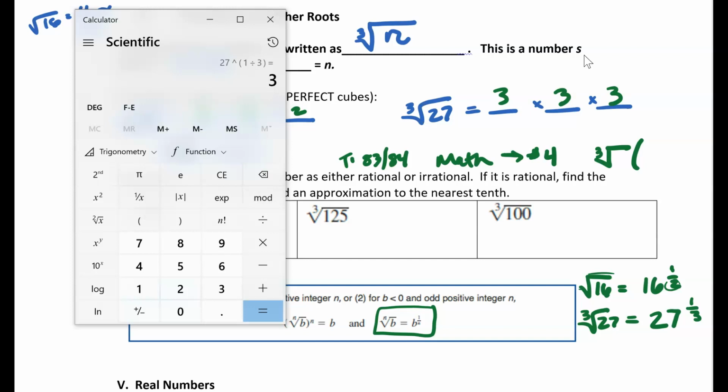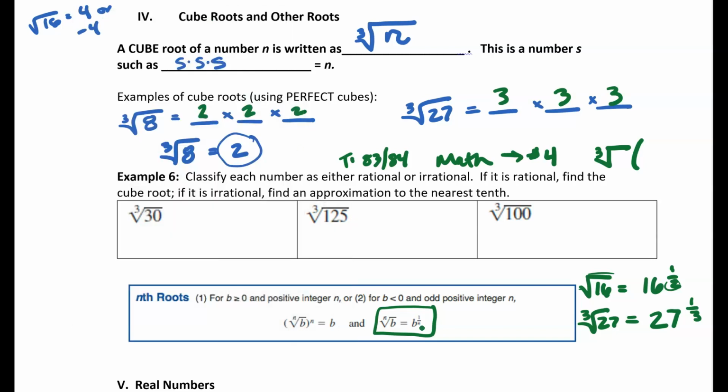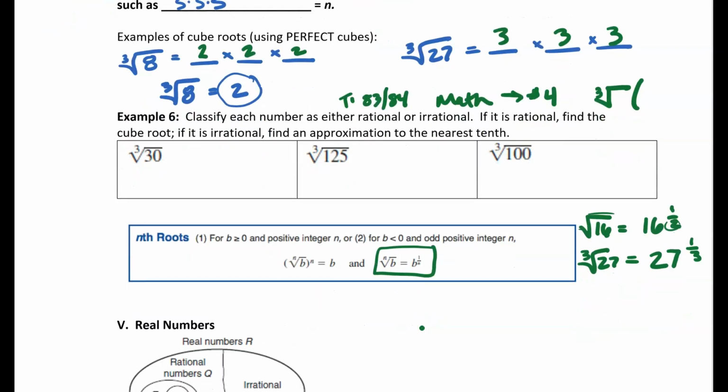You can just do that by hand, but I just wanted to show you how to do that with the calculator. It's easier to look at on the graphing calculator, but definitely not impossible with just a basic scientific calculator. So let's look at example 6.